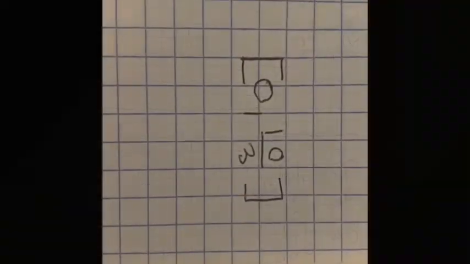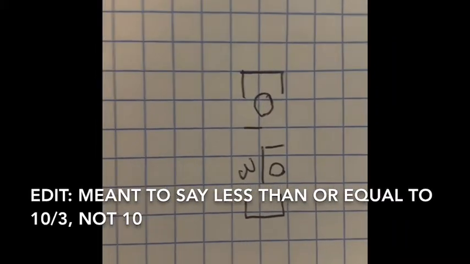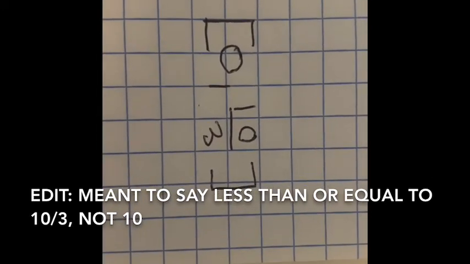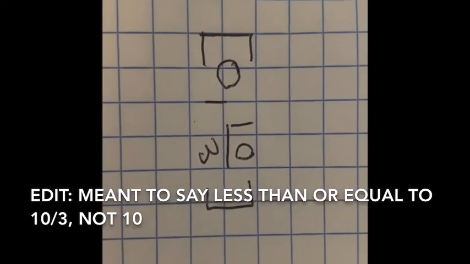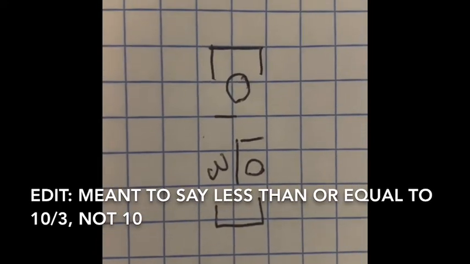Now we have gathered the information that x has to be less than or equal to 10 over 3, but greater than or equal to 0. This means that x can be any real number in between 0 and 10 over 3, and we include brackets because the number can also be 0 and it can also be 10 over 3.